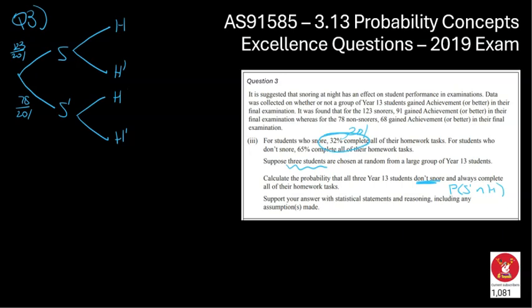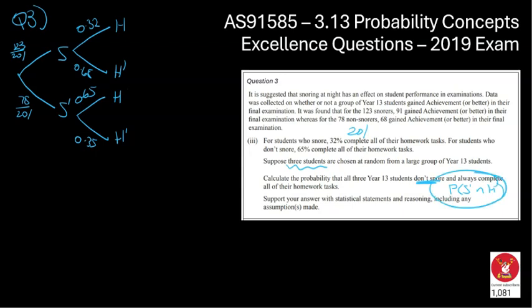For students who snore, 32% of them complete their homework tasks. So that means the H up here is going to be 0.32, which means the number below is going to be 0.68. The next number, for students who don't snore, 65% of them complete their homework tasks. So that's interesting, the non-snorers are more likely to complete their homework. So that there is 0.65 and down the bottom is 0.35.